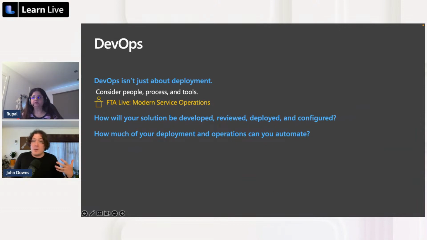Now, when we think about building and operating our system, we usually talk about DevOps, and you might have heard about DevOps before, right? But importantly, DevOps isn't just about deployment. It often gets considered in the context of deployment, but really it's about how people and processes and tools all work together. Now, once again, we aren't going to get into detail on this here, but there have been some other Learn Live sessions around modern service operations and DevOps that provide a lot more detail on this as well.